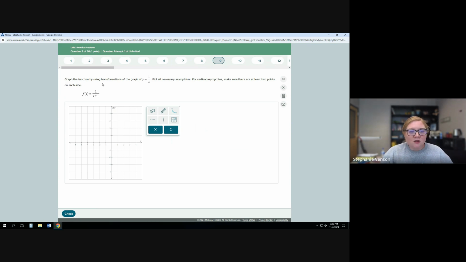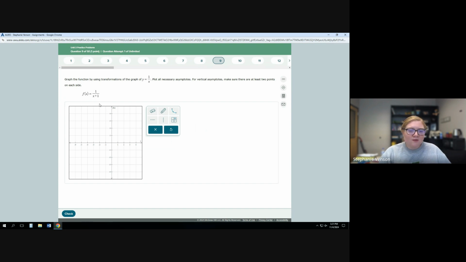So it says graph the function by using transformations of the graph y equals 1 over x, plot all necessary asymptotes. For vertical asymptotes, make sure there are at least 2 points on each side. So we know that vertical asymptotes, let's start with those, come from the factors in the denominator that do not cancel. The factor in this denominator that doesn't cancel is x plus 1. So if we set x plus 1 equal to 0, we get x equals negative 1. So that means that we should have a vertical asymptote at negative 1.